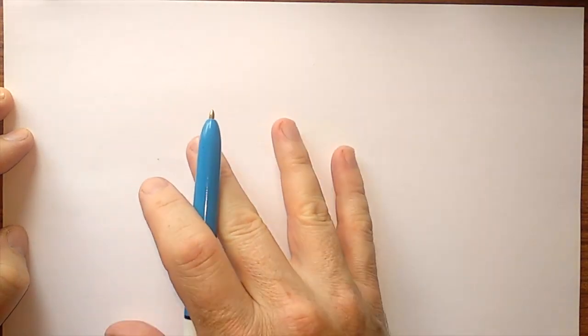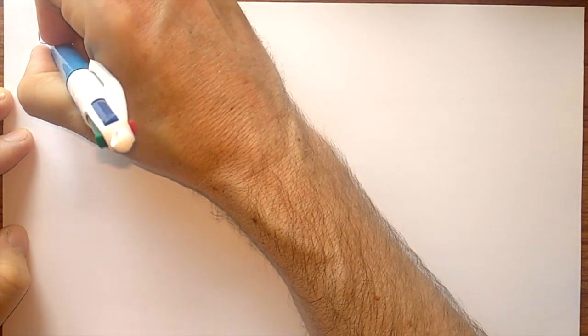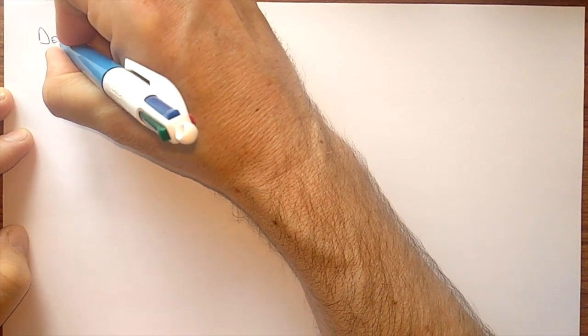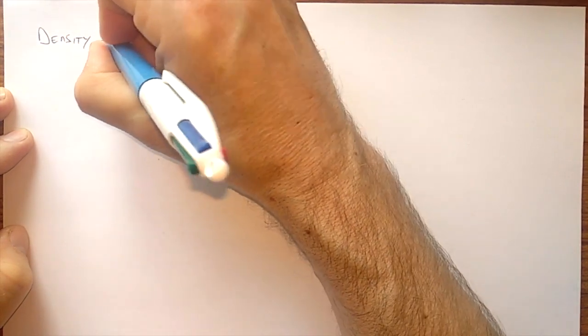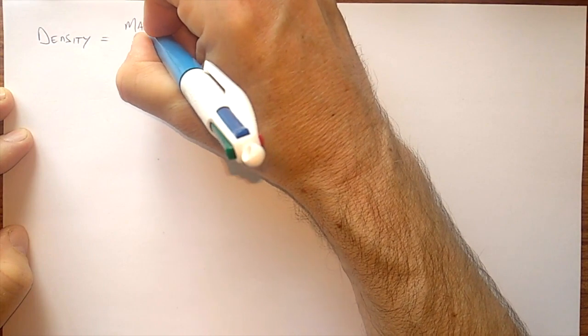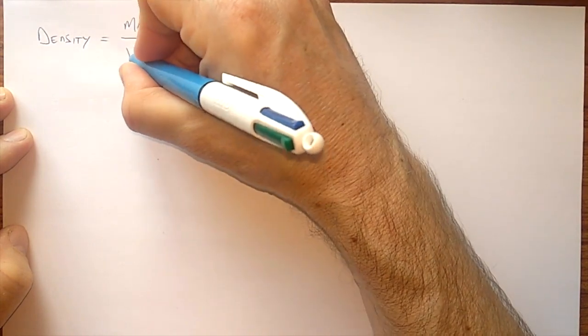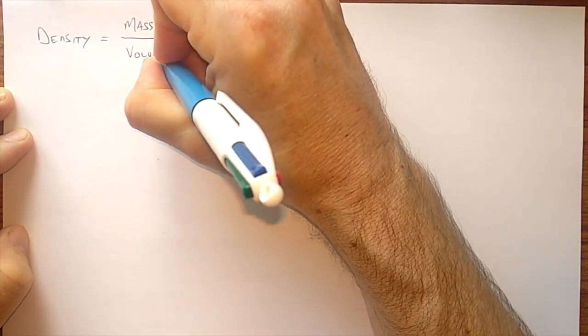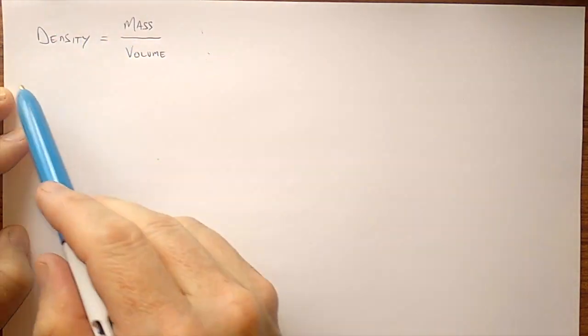Today we're going to look at density. Our main equation for density is that density is equal to mass per unit volume, so mass divided by volume. And you're already good at seeing that one in the book.